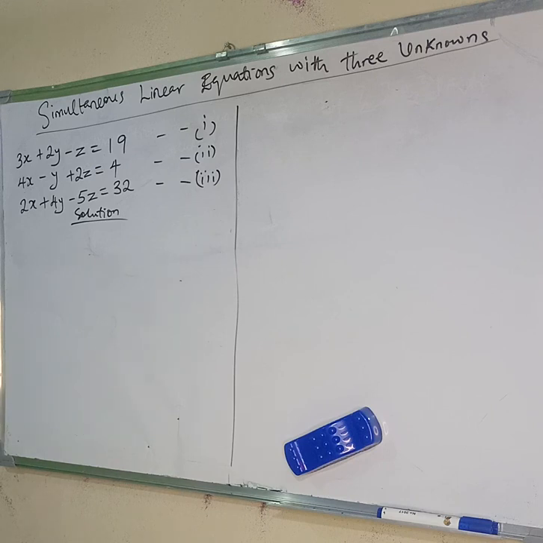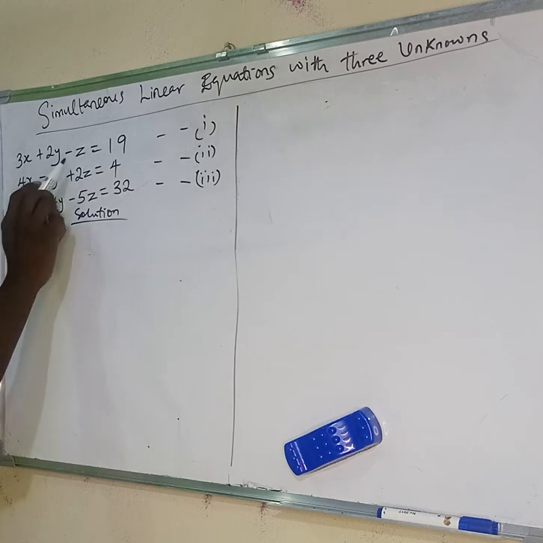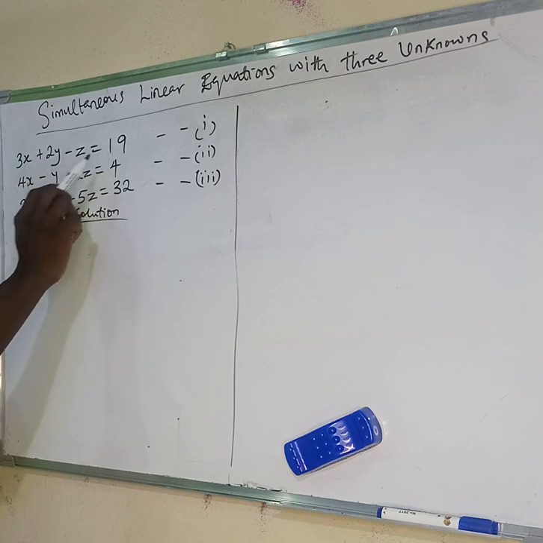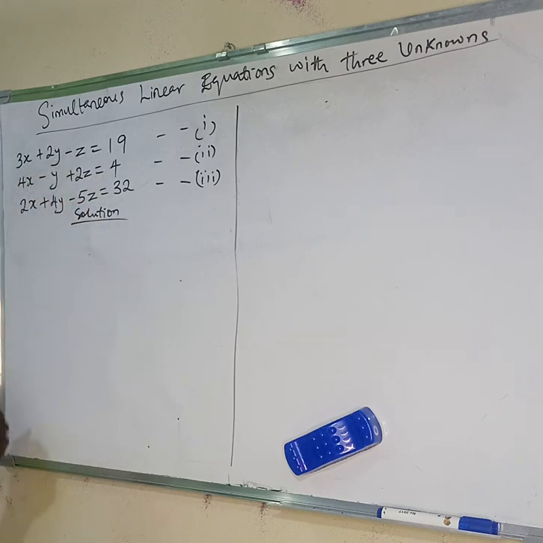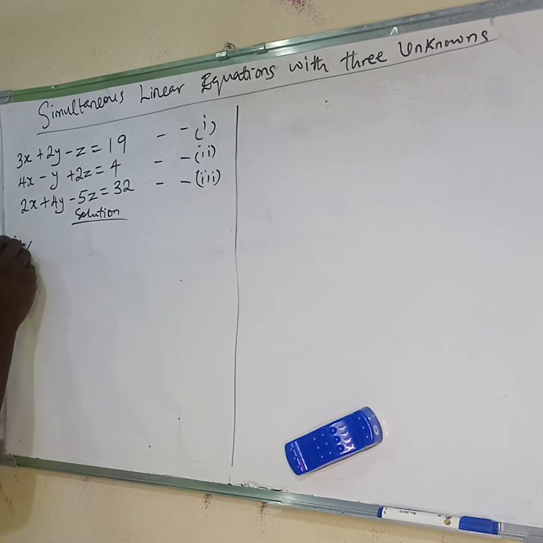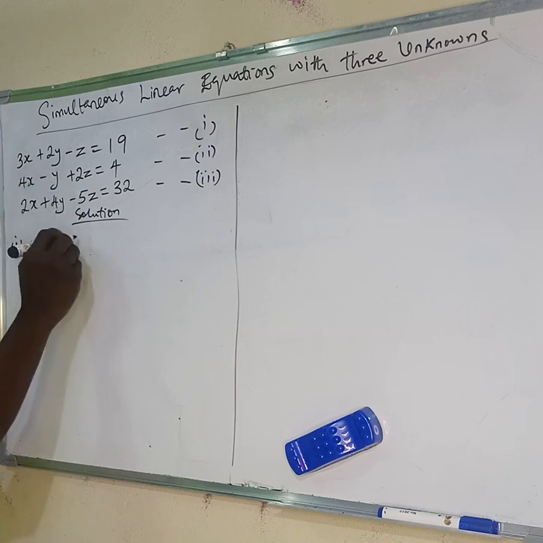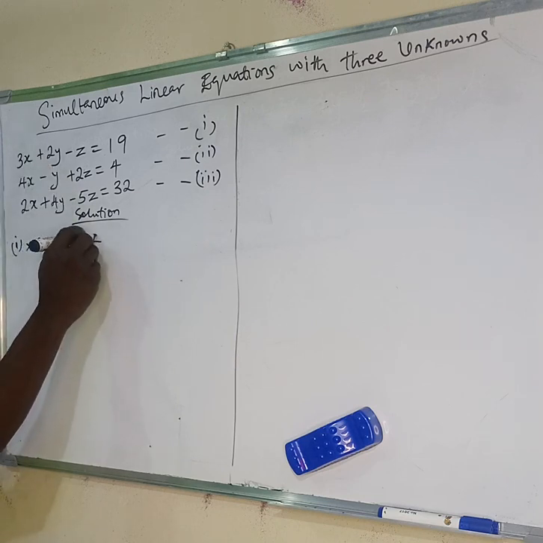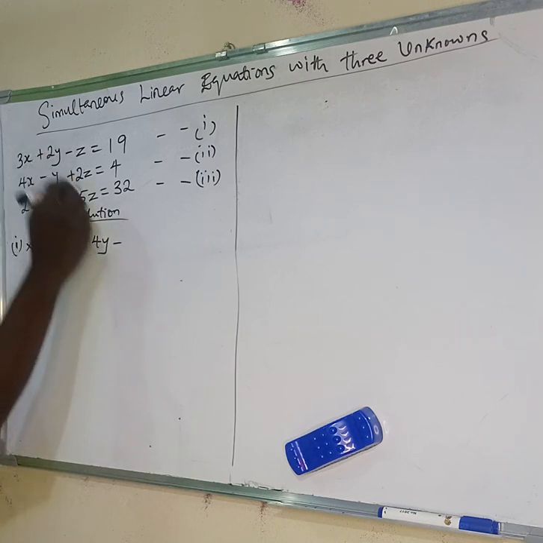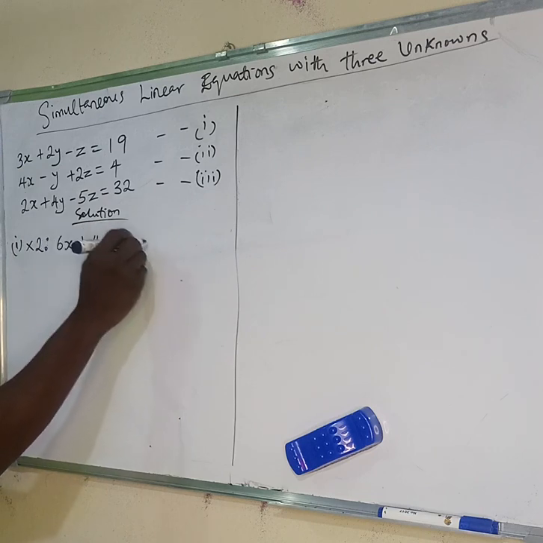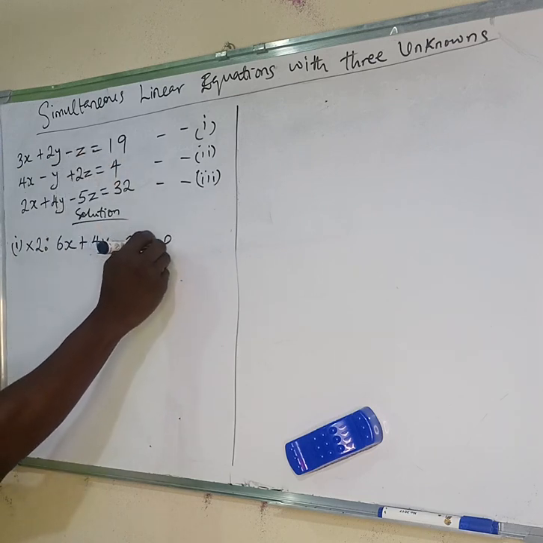From the first and second equation, if you look at equations 1 and 2, the coefficient of z here is 2, but the coefficient here is 1. It means that if you multiply the first equation by 2, the coefficient of z will be the same in both equations. So we start with equation 1, which is I, multiplied by 2. 2 times 3x gives us 6x, plus 2 times 2y gives us 4y, minus 2 times z gives us 2z, equals 2 times 19, which gives us 38.